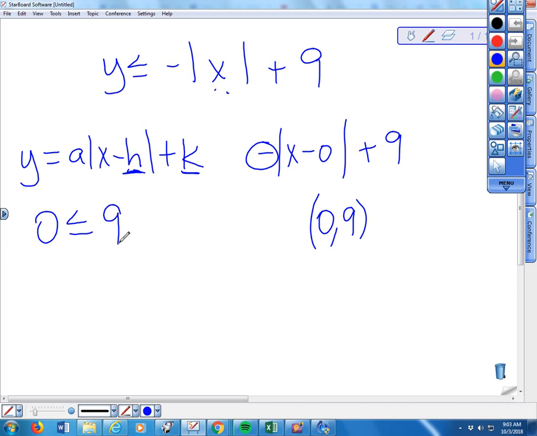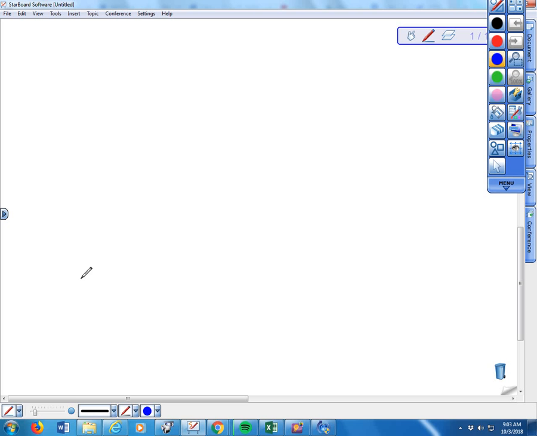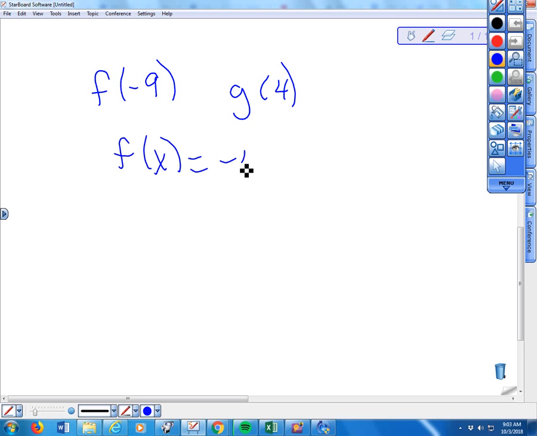Number 3. Find the value of f of negative 9 and g of 4 if f of x equals negative 4x plus 8 and g of x equals 6x plus 25x to the negative 2.